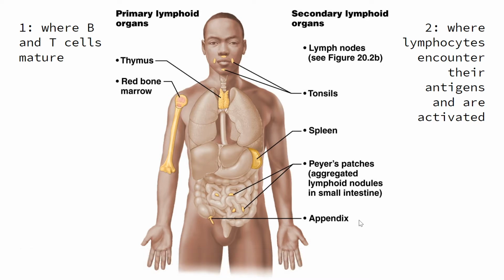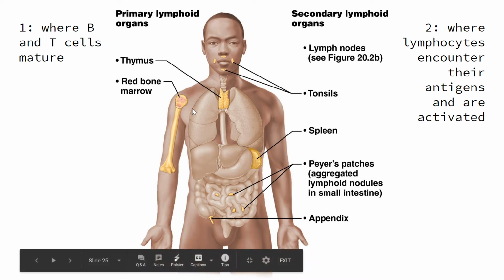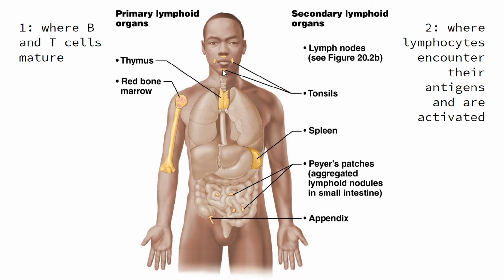So, recap on the difference between primary and secondary organs. The lymphocytes would mature inside of a primary organ and then travel, let's say, to your mouth, and then you're eating a food and it has a pathogen in it. The lymphocyte is going to encounter that pathogen in the secondary organ, and then it's going to become activated and alert the immune system.